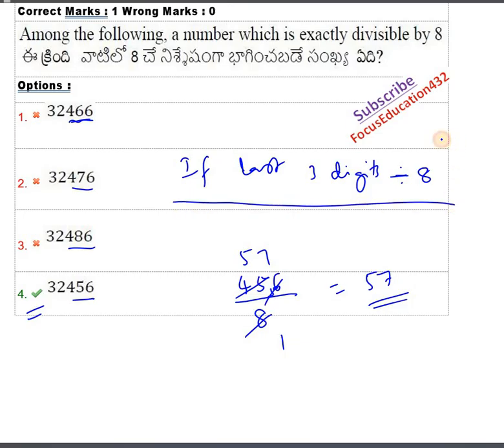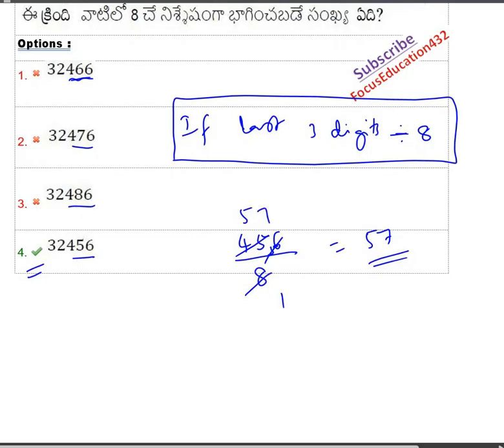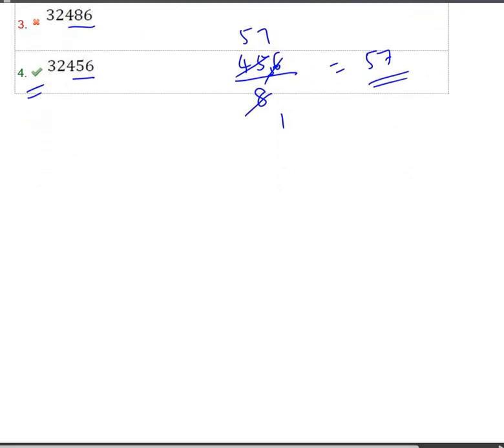What is the divisibility rule of 8? If the last 3 digits are divisible by 8, then the complete number will be divisible by 8. So 32456 is divisible by 8. Now we go to the next question.